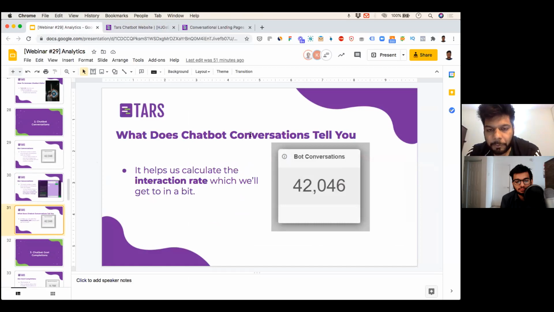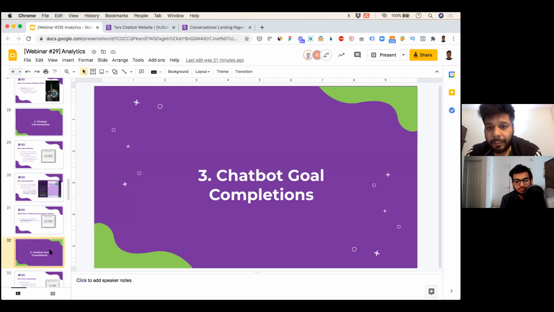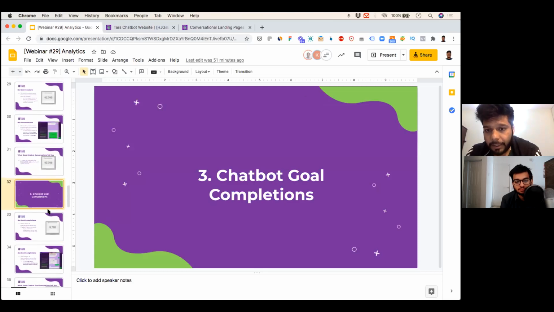And why were we talking about conversations? Because you would see a few minutes later that the interaction rate is dependent on the number of conversations happening. The third bit is the goal completion. What the goal is, is what you need to understand first, and then we'll talk about goal completions.